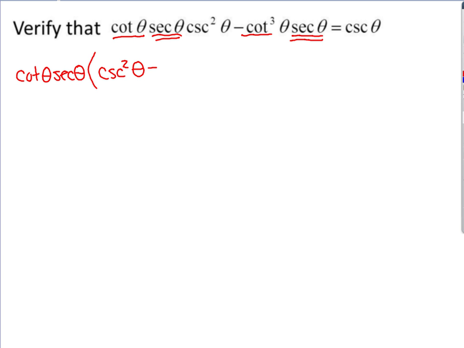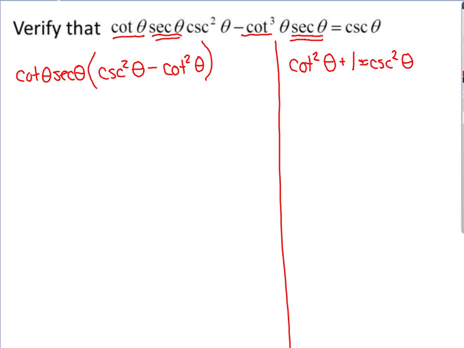On the second part, if we factor out one cotangent, we're going to be left with cotangent squared. And if we factor out that secant, that'll just become 1, so that part is gone. Right now we have a cosecant squared and a cotangent squared. That's going to make me think of one of my Pythagorean identities.